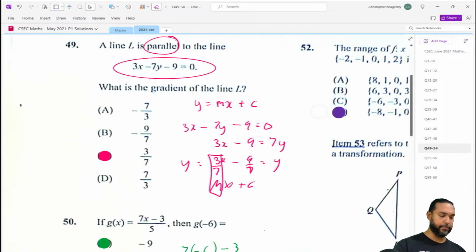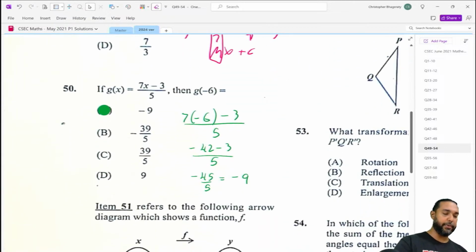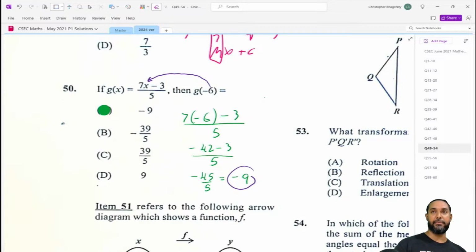All right, cool. For this one, this is the function here, and you want to find g of -6. If g of x is this, for g of -6 you simply substitute -6 inside of here. So 7 by -6 is -42. -42 minus 3 is -45. And -45 divided by 5 is -9. All right, cool, no problems.